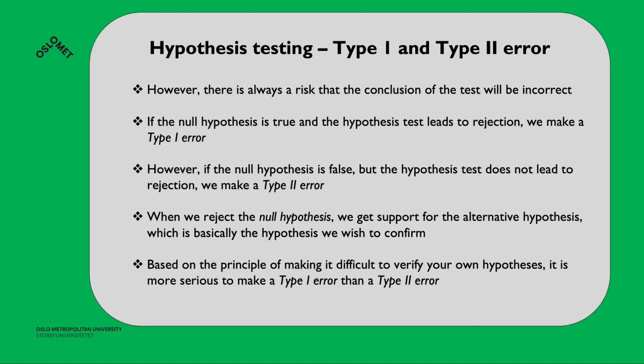When we reject the null hypothesis, we get support for the alternative hypothesis, which is basically the hypothesis we wish to confirm. And based on the principle of making it difficult to verify your own hypothesis, it is more serious to make a type 1 error, rejecting a true null hypothesis, than it is to keep a false null hypothesis, which is a type 2 error.